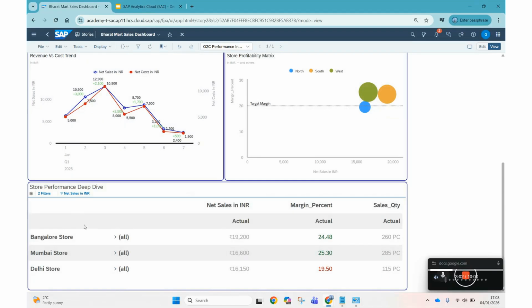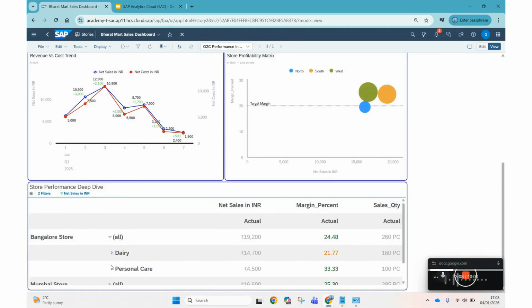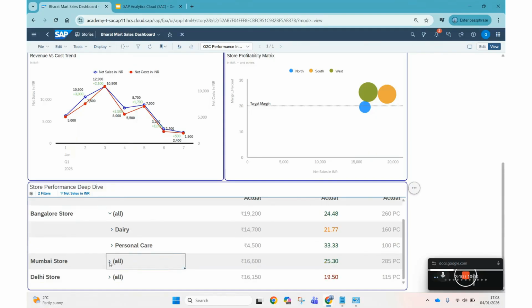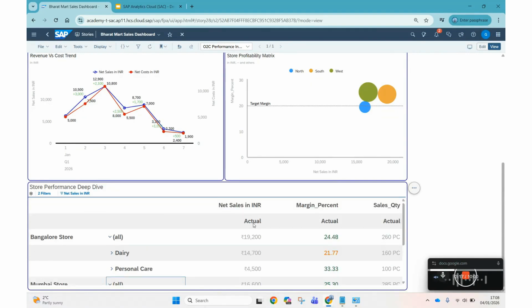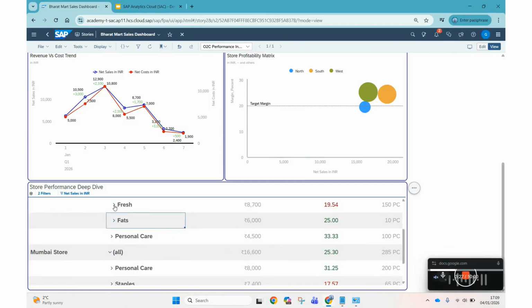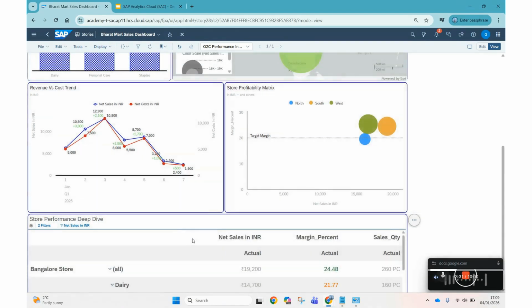Here you can see the deep dive into the store performance across Bangalore, Mumbai, and Delhi stores. And you can also see the actual net sales, margin percentage, and sales quantity across the various product categories as well. So it's not just a simple dashboard, it also provides drill down capabilities and data linked analysis.